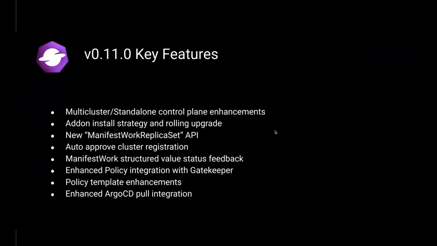These are some of the key features in this release, just a quick highlight. We improved our multi-cluster standalone control plane. There was some add-on install strategy and rolling upgrade enhancement. This is the new install strategy. Then we have the new manifest work replica set, the auto approved cluster registration, and we improved the structured value feedback on the manifest work, something the community asked for a long time. We enhanced the policy integration with Gatekeeper, and we did a few policy template enhancements. We also enhanced the Argo CD pull integration a little bit.